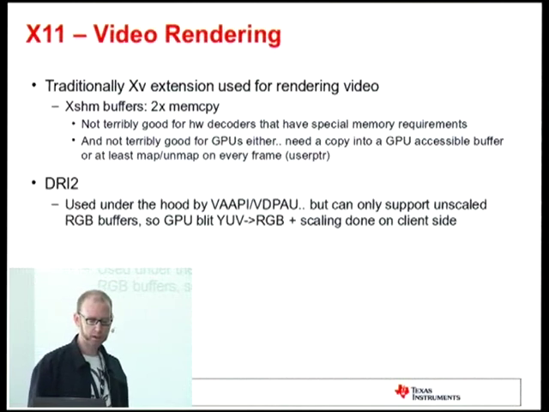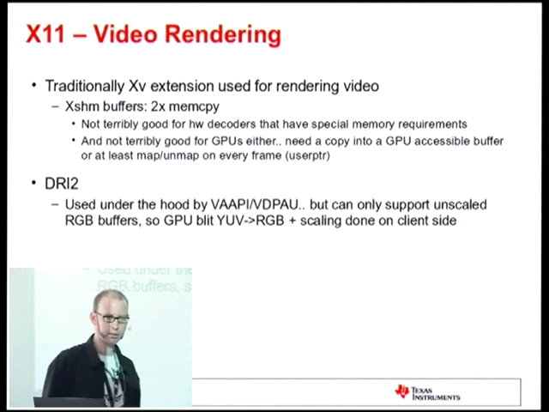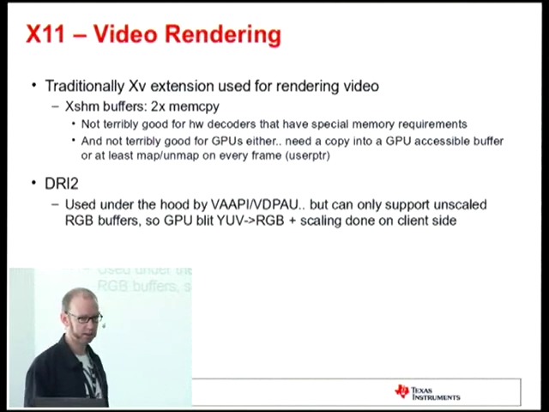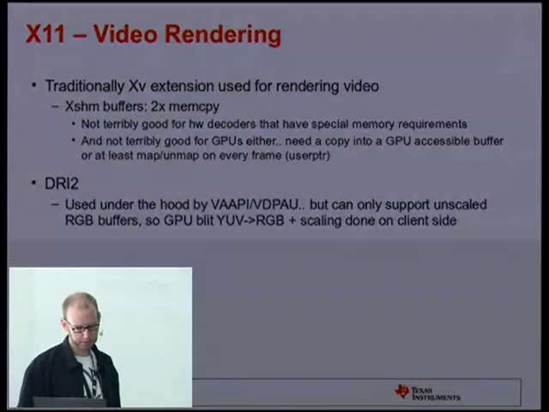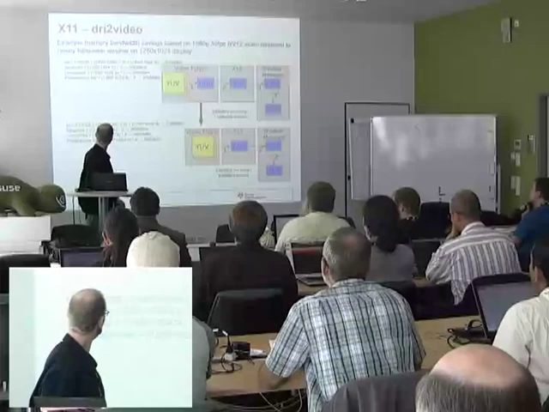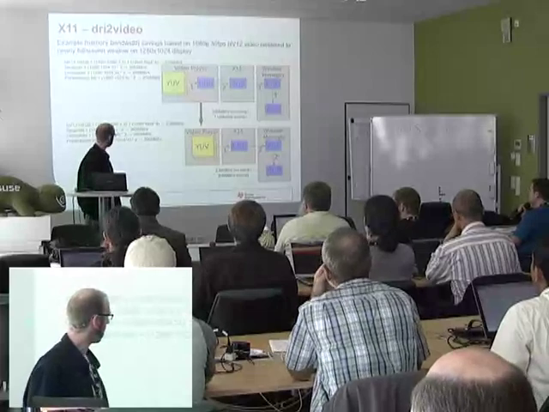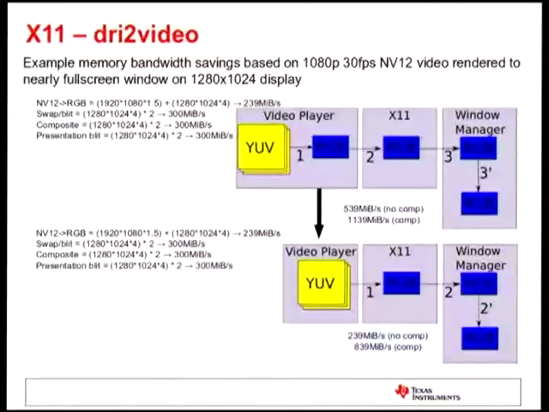Instead, what VA API and, as far as I can tell, VDPAU tend to do is they just use plain DRI2. So they'll scale, color convert, blit on the client side into an RGB buffer and then do swap buffers. But in the common case, this ends up being 2 blits instead of 1.